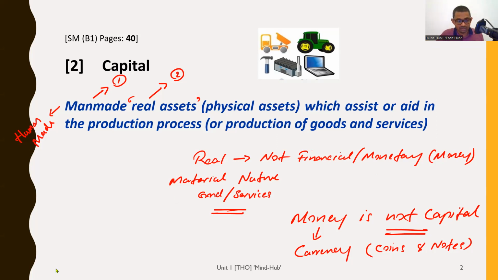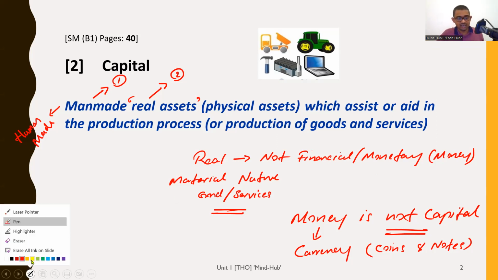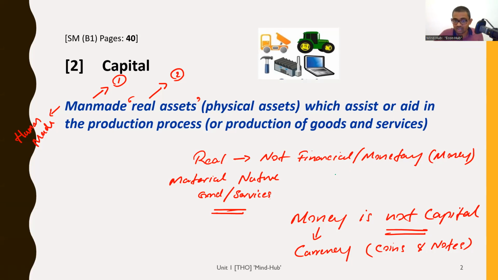Because money is what we call financial capital. Capital as a factor of production is real. Money is financial capital. What do we do with financial capital? Financial capital is what gives us the ability to get the real assets we need.